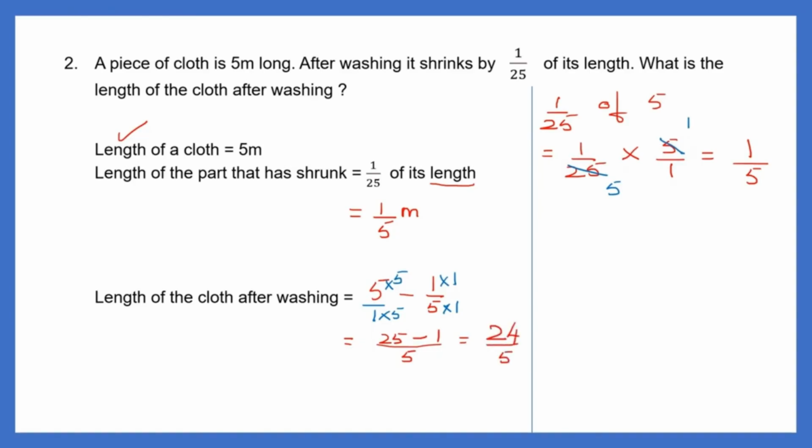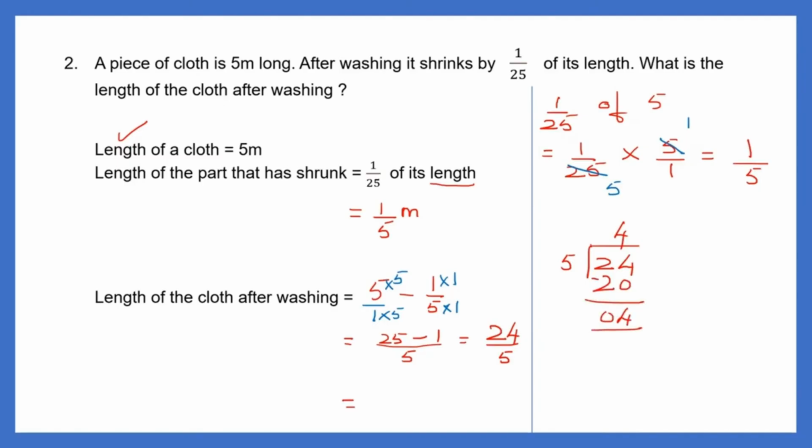24/5. Now that's again an improper fraction. Let's convert it to a mixed number. 24 divided by 5. Get a number close to 24. 5 fours are 20, minus 4, 0.